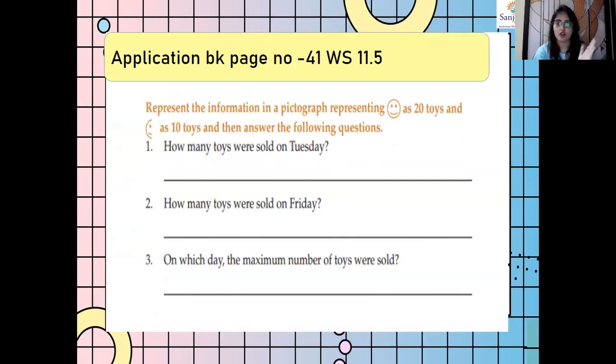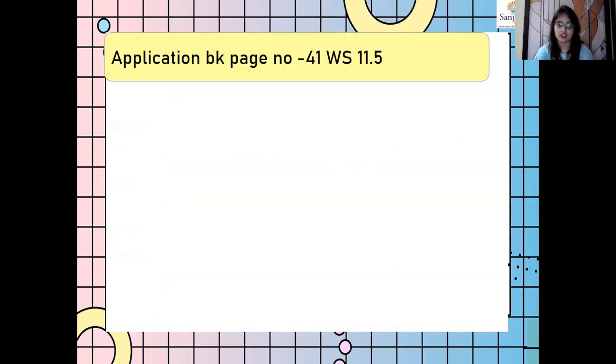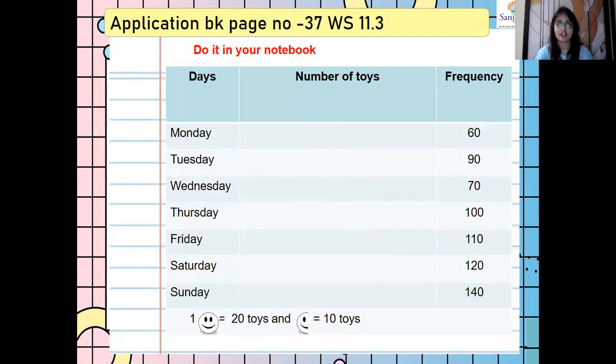Okay, in a pictorial form. Pictograph you have to draw, and one smiley stands for 20 toys and half smiley stands for 10 toys. And then answer the following questions. Now pay attention here, children. This pictorial form, the pictograph, you will be drawing in your notebook, as we don't have space in your application book. Okay, how do we draw the pictorial form?